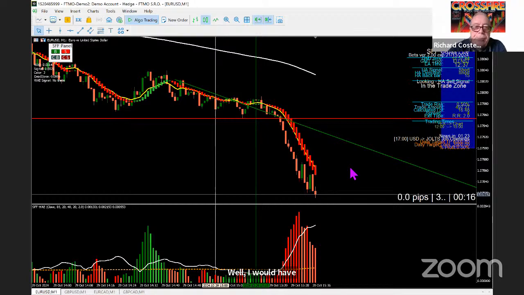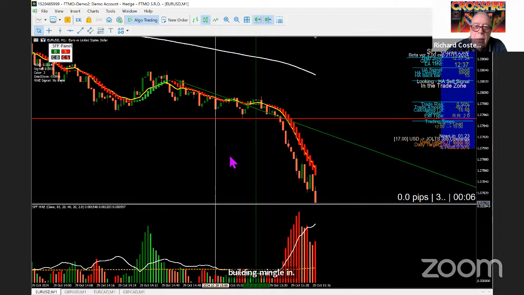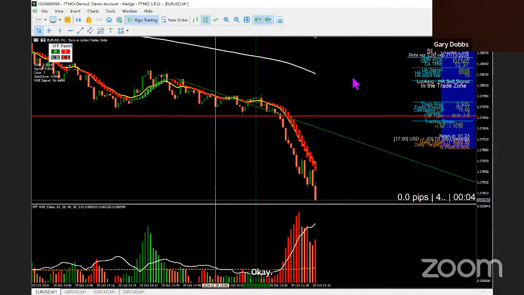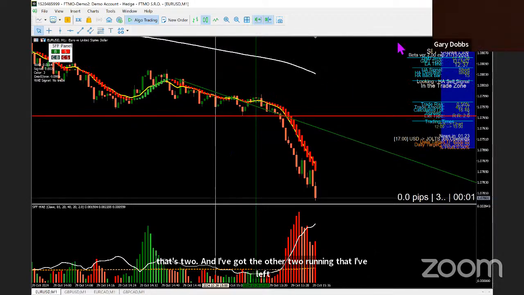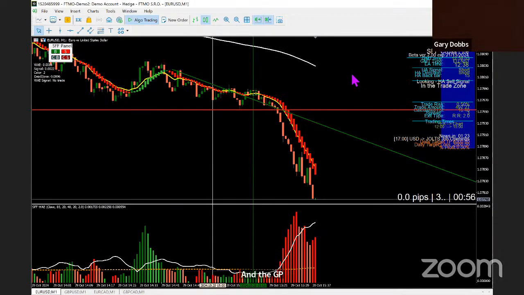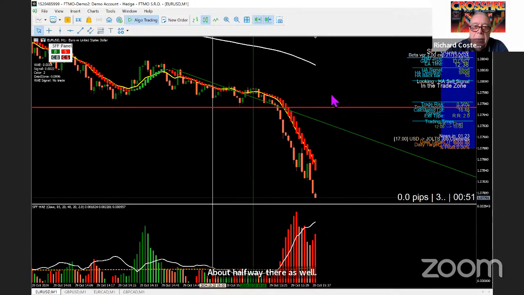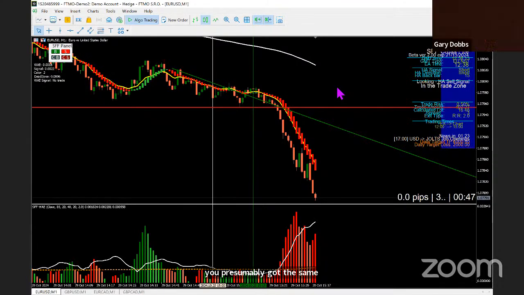I'm pretty sure. As Gary's just said, got him in. Yeah, well, the Euro CAD's just come in as well. Okay. So that's two, and I've got the other two running that I've left. It's got me into the other two. GBPUSD, that's also about halfway there as well. Okay. So you presumably got the same. You've overridden the need. Everything's identical apart from the MA crossover, which I've changed to false. I've just checked all 4 of them. They've all got false, false, true.